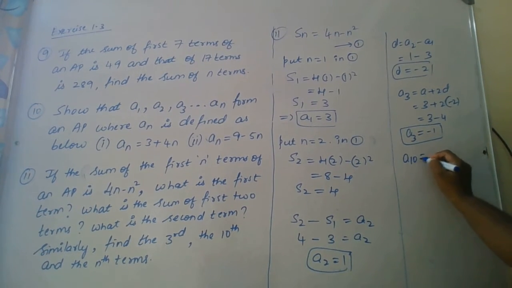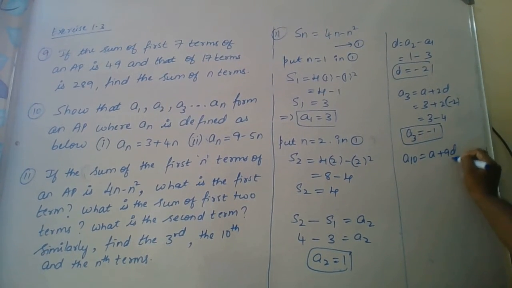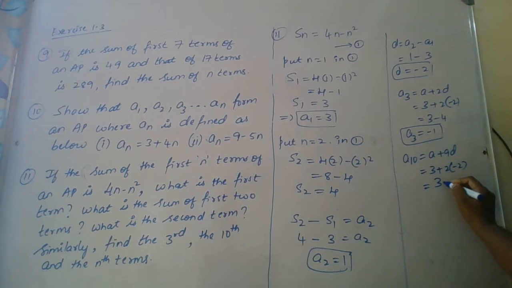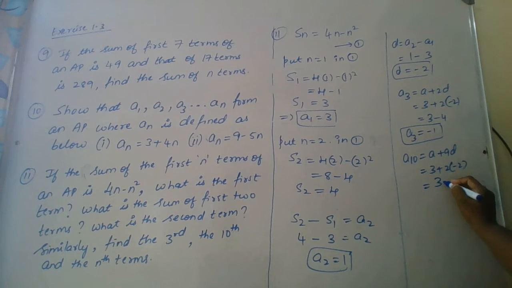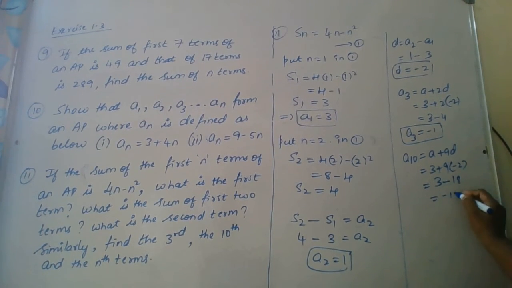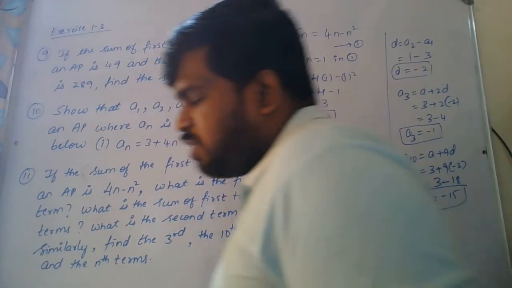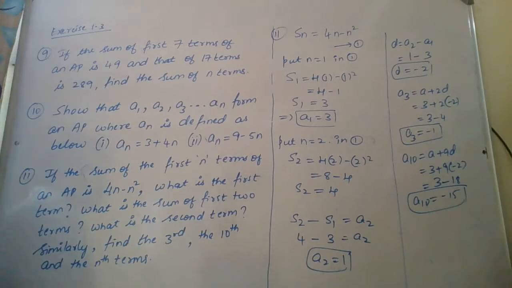Similarly, 10th term is asked. So A plus 9D. A is 3 plus 9 into minus 2. I'm sorry, here 9, right? So 9 into 2 is 18. 3 minus 18 is minus 15. That's our 10th term. Once you know the value of A and D, easily we can do it.